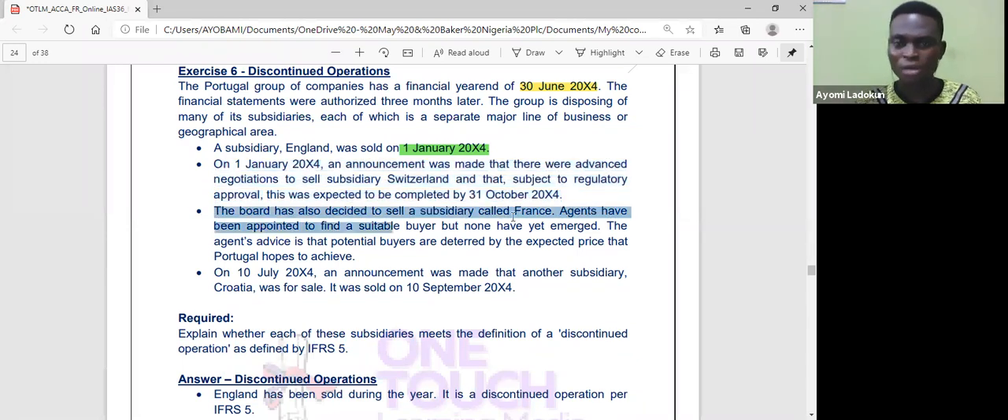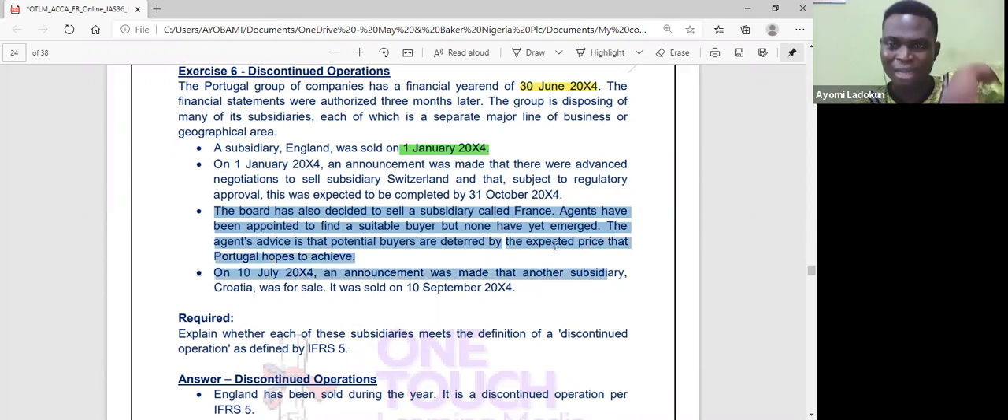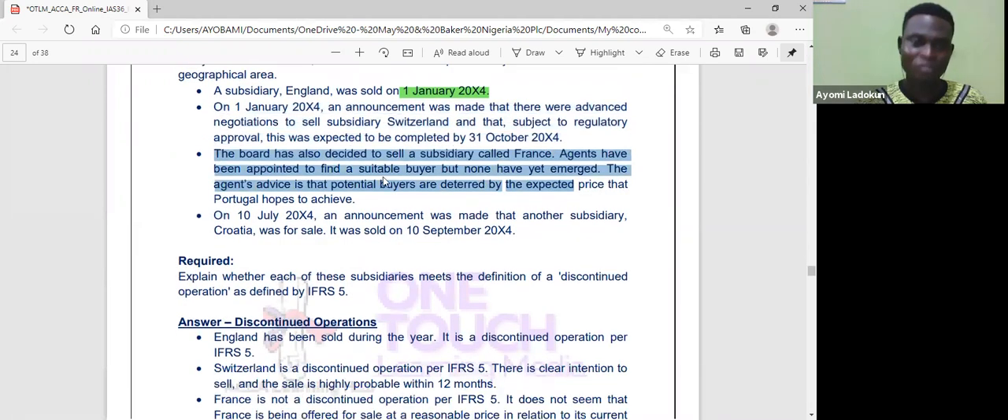Okay. Now the board has also decided to sell a subsidiary called France. Agents have been appointed to find a suitable buyer, but none have yet emerged. The agent advice is that the potential buyers are deterred by the price. That means the price offered for this France is not reasonable in line with its fair value, so I cannot classify it as held for sale.